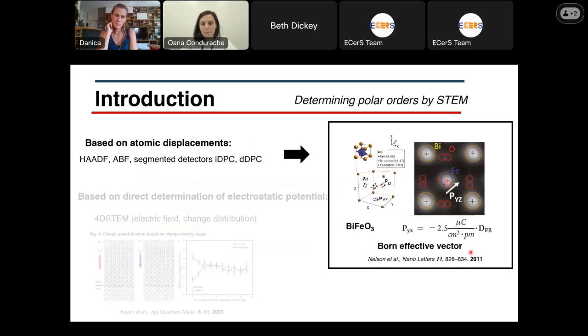So in order to have some idea about the polar order, we need to make some evaluations from the atomic resolution images that we have. And there are a few ways to do that. Maybe the most common is by evaluating atomic displacements. And then if we know the Born effective charges, we can actually have a quantitative evaluation of the projected polarization.